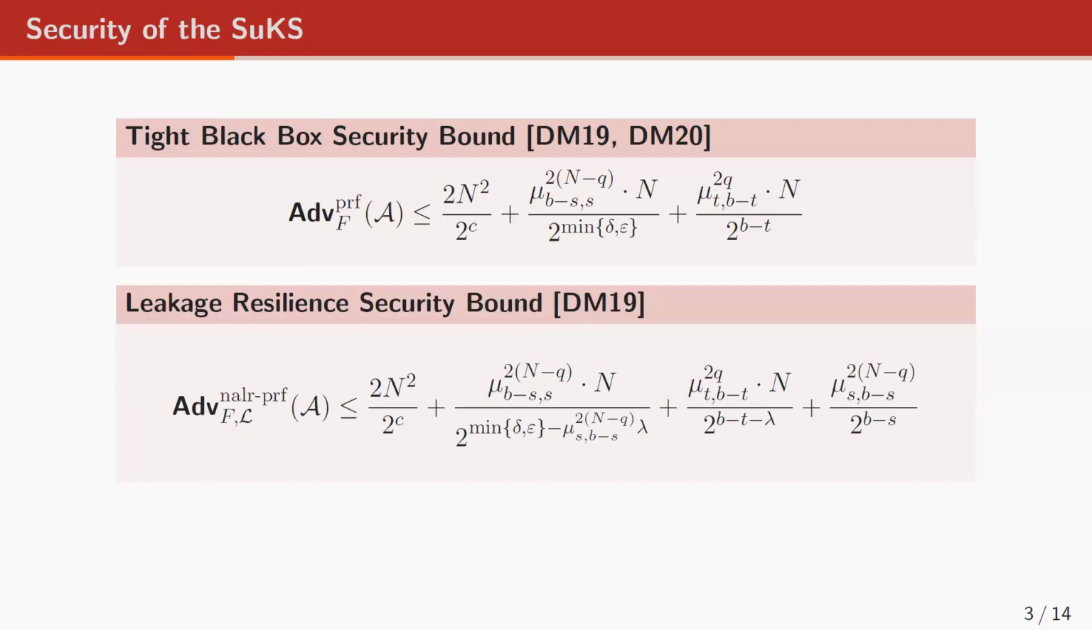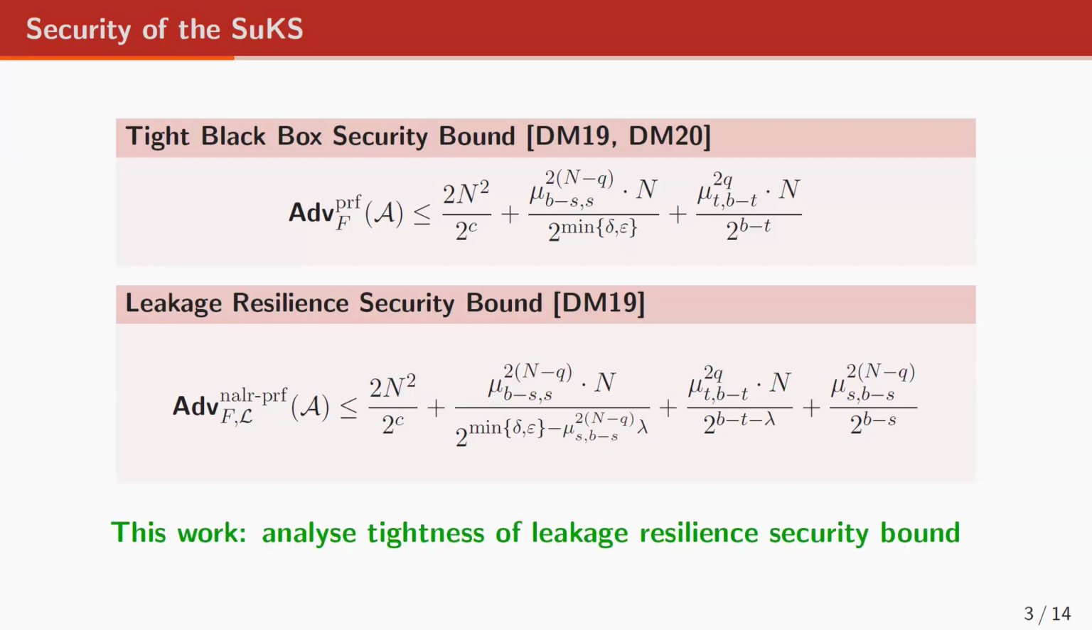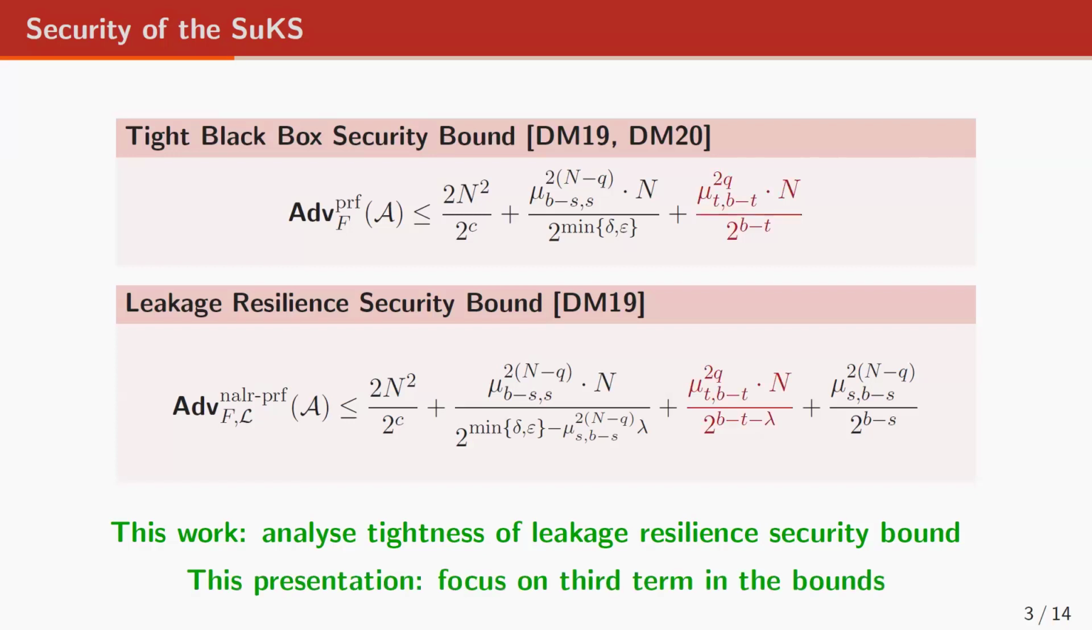In our work, we investigated the tightness of the leakage resilience security bound. Specifically in this presentation, I will focus on the tightness of the third term in the bound, which is highlighted in red. As you can see, it's also very similar to the third term of the black box bound. The only difference is the minus lambda in the denominator, and this symbol lambda captures the leakage.